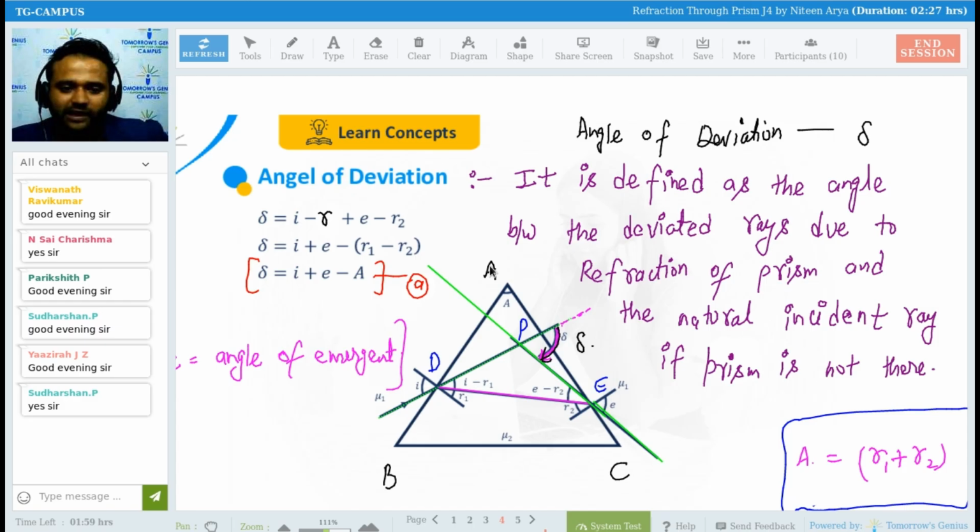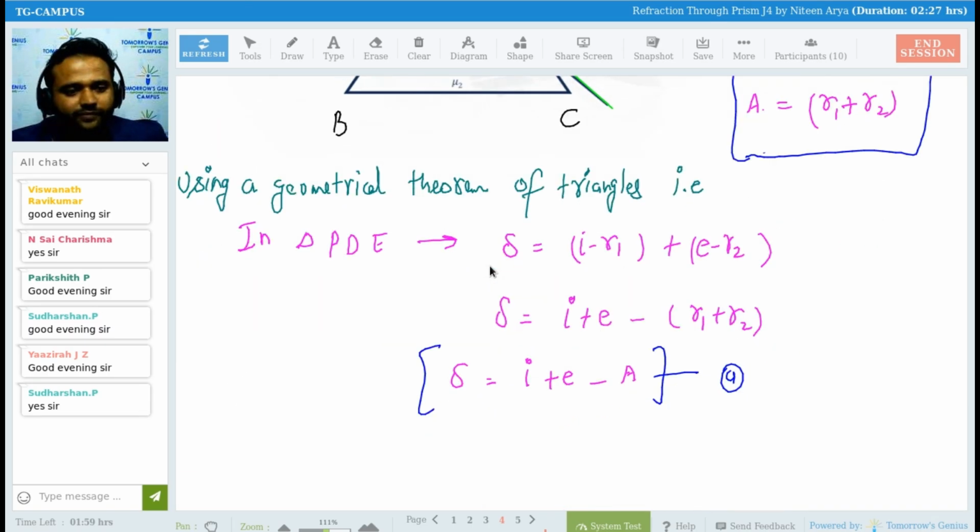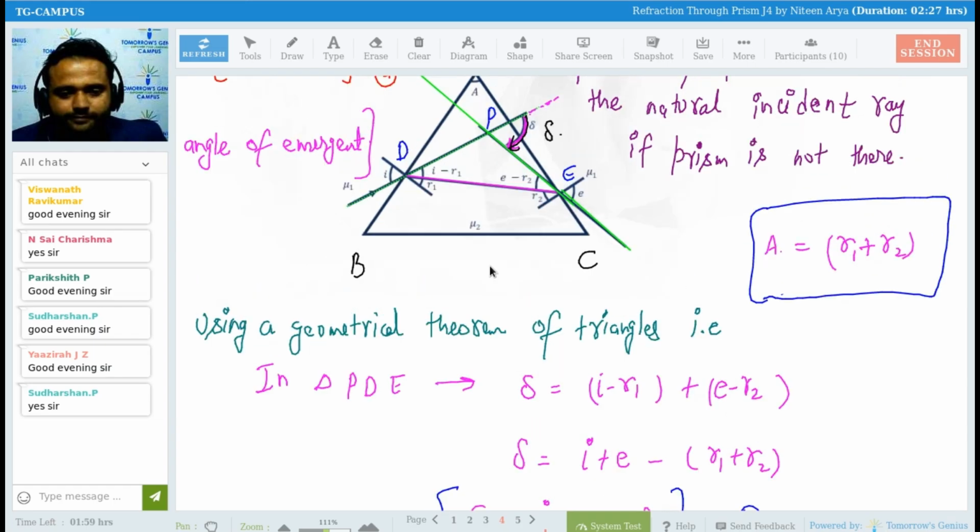Is this clear, everyone, till now? Again, I just use geometry, nothing physics. Clear? Should I move ahead, everyone? Good.